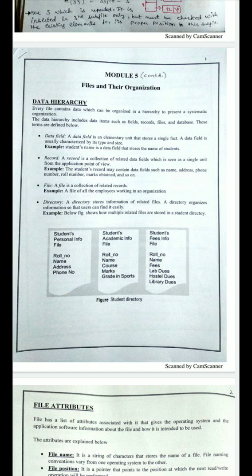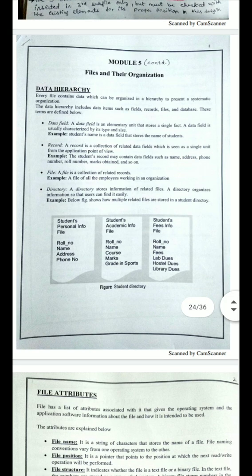So this is about the data hierarchy, and here you have the student hierarchy. The student directory mainly contains three types of files: the student's personal file, academic file and fees file. These are the files in the directory. Next, in the records, you have an individual file with roll number, name, address; these are called individual data fields. So this is how a data hierarchy is arranged.